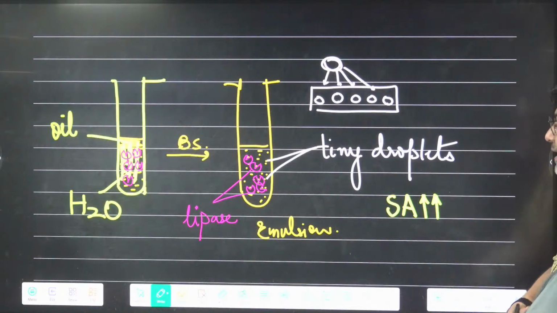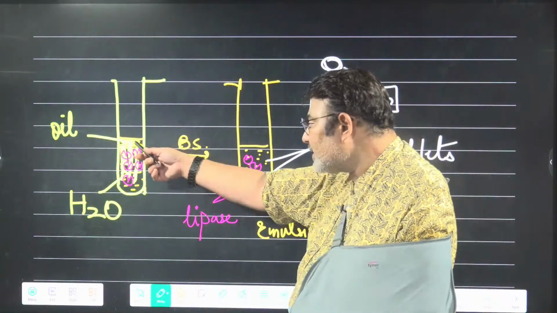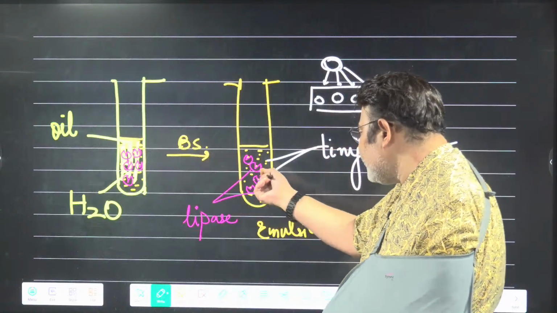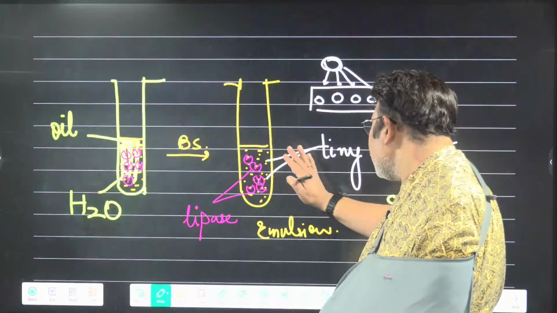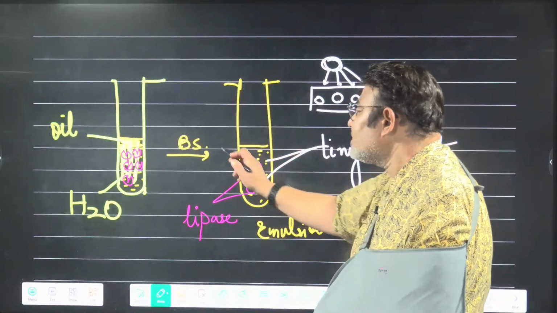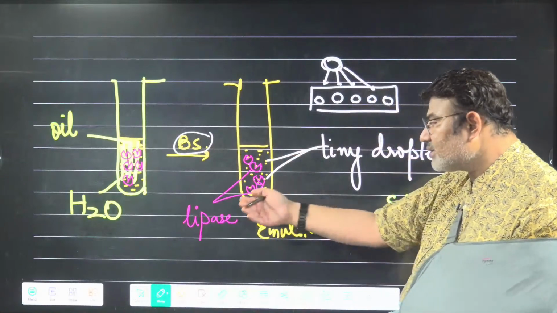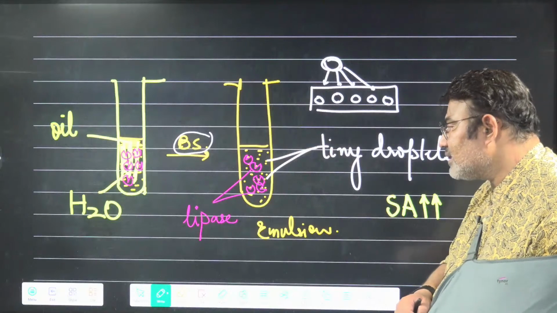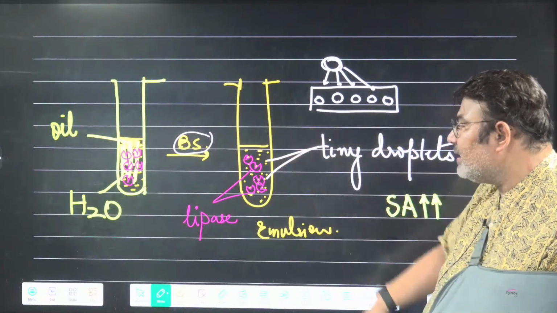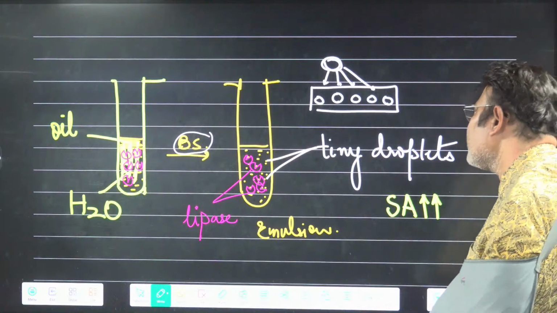On this page, I have explained what an emulsion is. An emulsion is when fats turn into tiny droplets and form a homogeneous mixture. This is done by bile salt. You can learn it right now, but in the first year biochemistry laboratory syllabus, you will do this experiment, adding bile salt into a test tube containing oil and water.